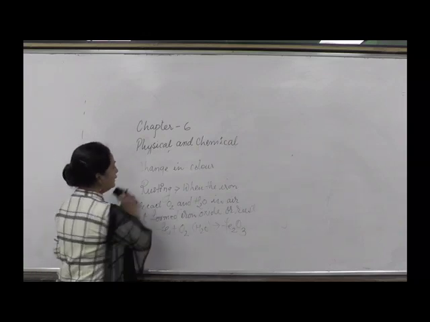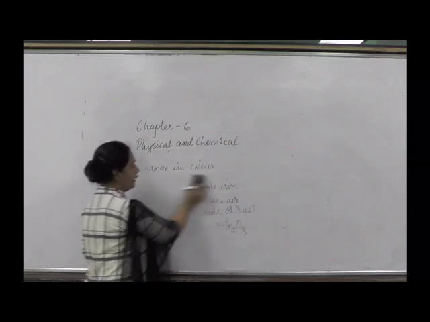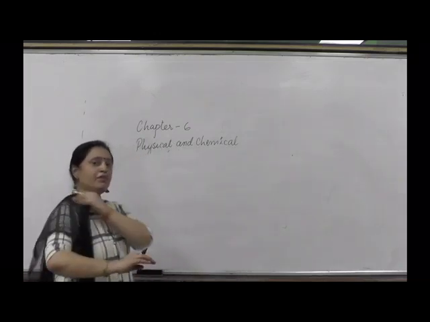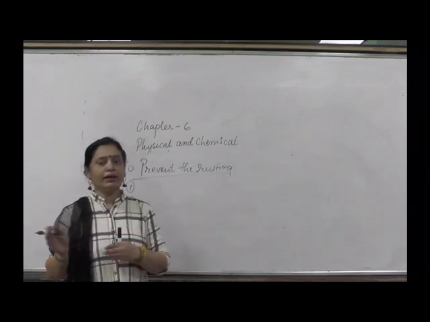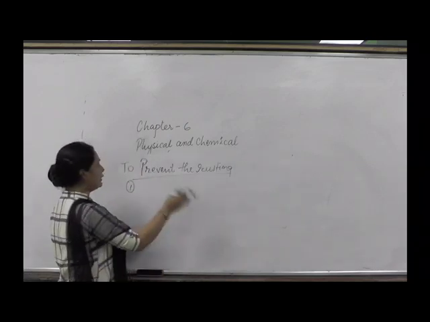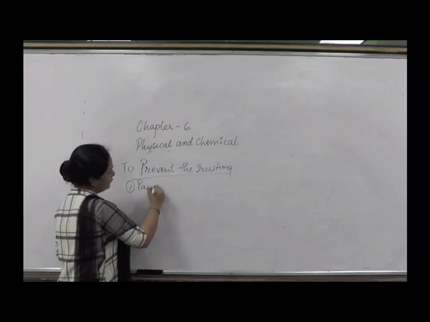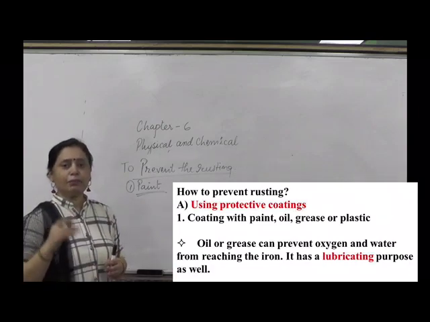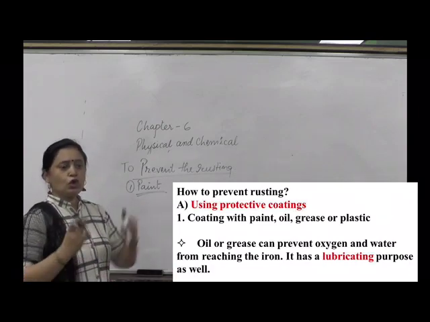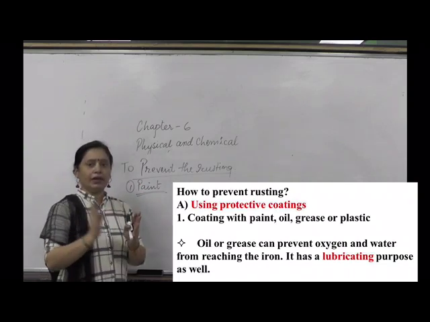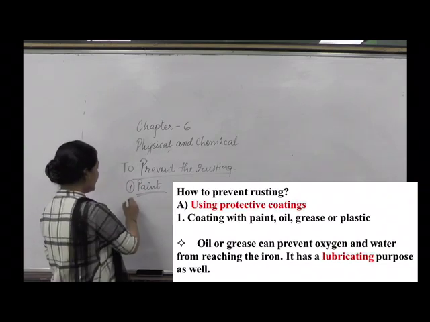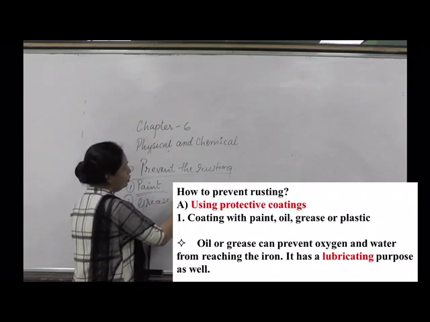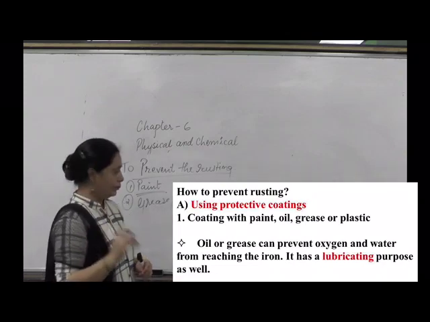So you must have seen that iron is a very important element. It is very useful. Now, how to prevent the rusting? To prevent the rusting, we must paint the iron. We must apply paint on the iron object so that it cuts the contact of air with the iron object. Second, greasing and oiling is the best option to break the contact with air.